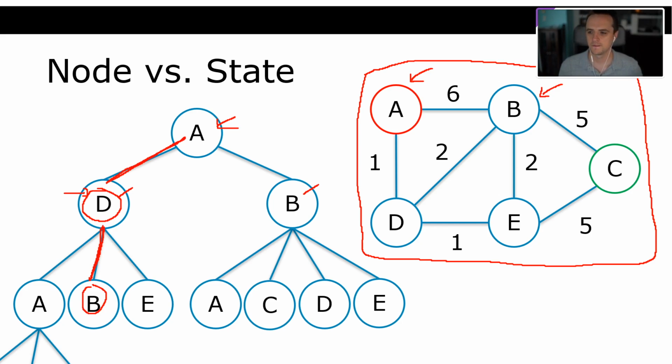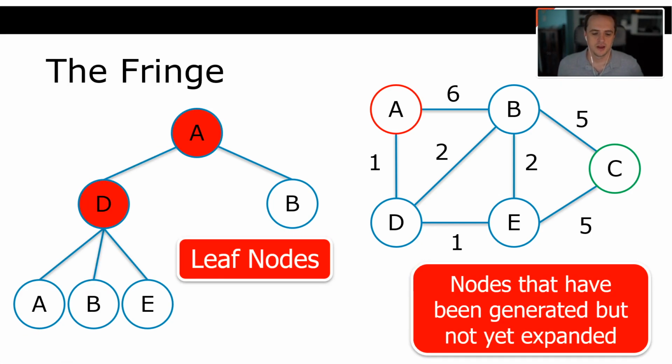Okay, so here, let's say we're at a particular time in the search. So let's say we rewind to the search example that we did before. So we had root node A and we expanded it into D and B, right? Then we took node D here and we expanded it into A, B, and E. So let's say we are at this particular configuration of the search tree.